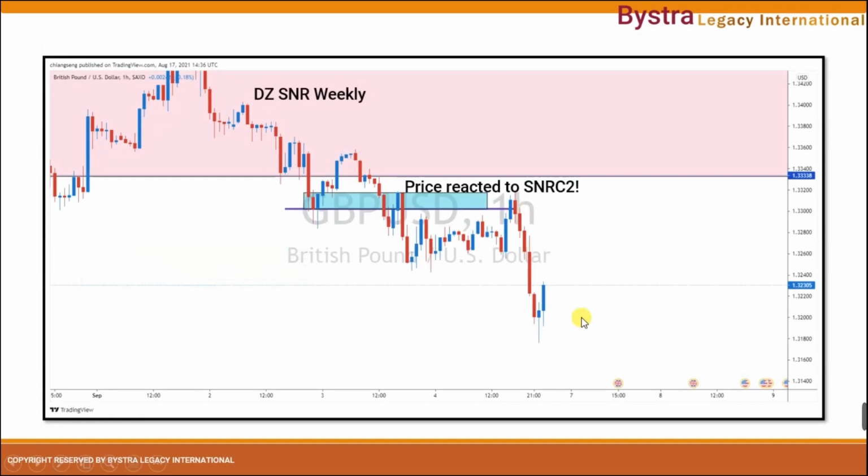As we can see, the price has reacted to our SNRC2. Congratulations, we made some profit from it. And guys, at the same time, we can see that there is a potential QMC at the H1 time frame again. You can see that there is a high, low, higher high, lower low. This is a continuation setup.